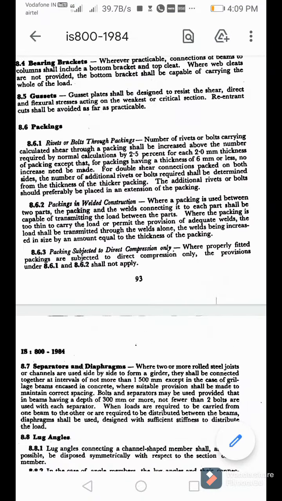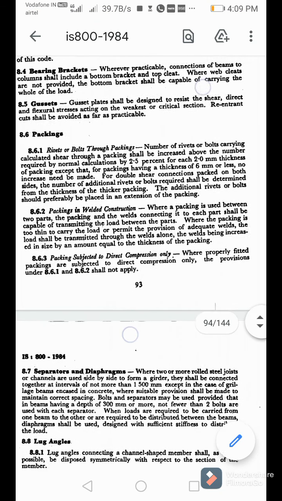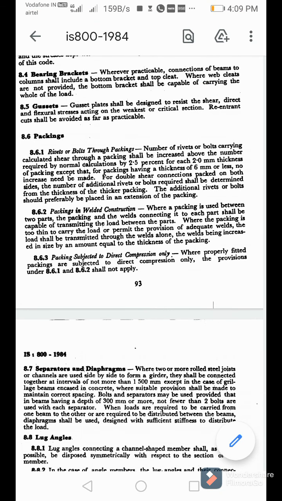Again it says, except that for packing having a thickness of 6 mm or less, no increase need be made. Okay, so when the thickness is less than or equal to 6 mm, we are not going to provide any additional rivets for packing.